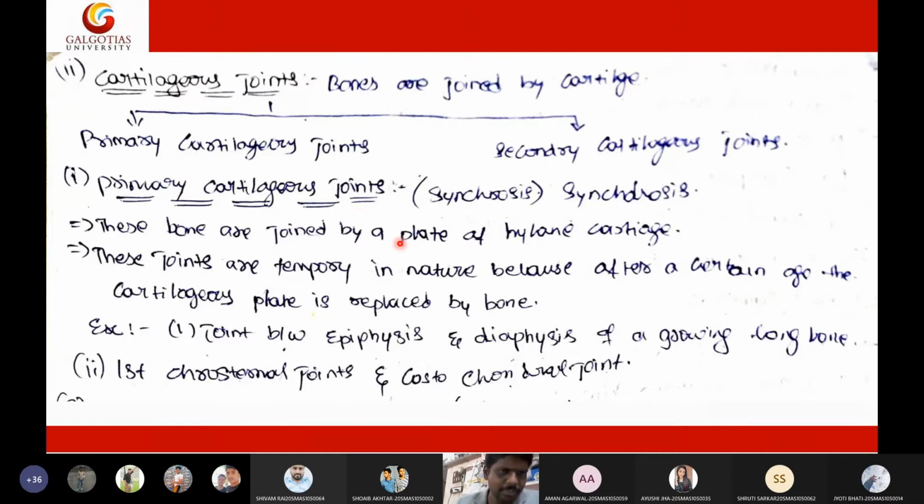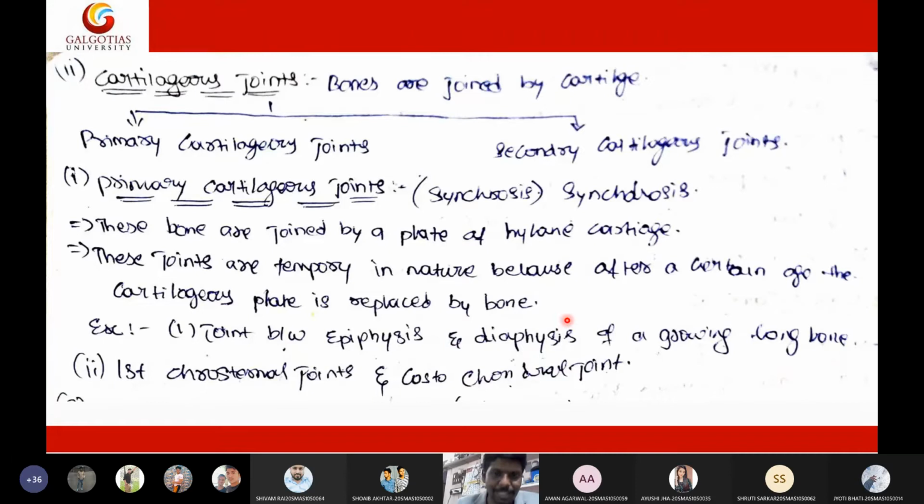These bones are joined by a plate of hyaline cartilage. These joints are temporary in nature, because after a certain age the cartilaginous plate is replaced by bone. Usually primary cartilaginous joints are present in developing children, up to the first one to two years, and then they are replaced by bones. Examples are joints between epiphysis and diaphysis of growing long bones.